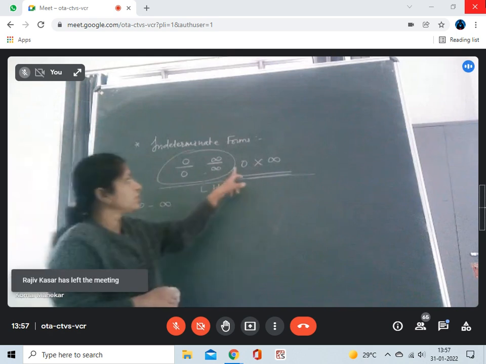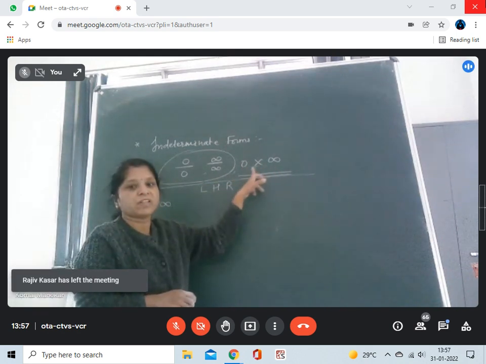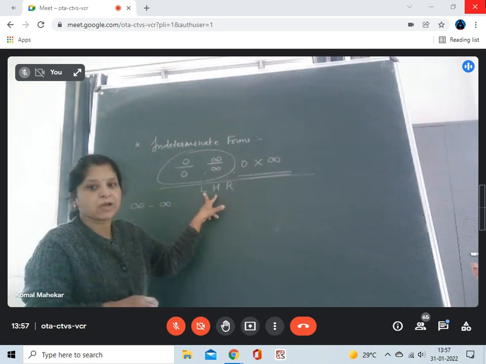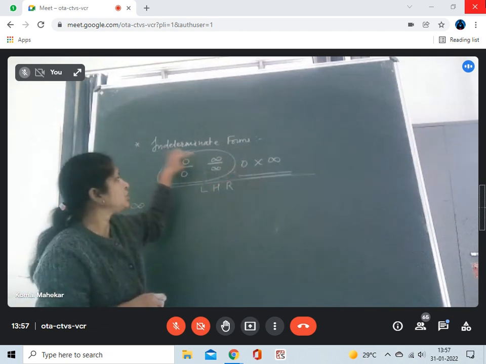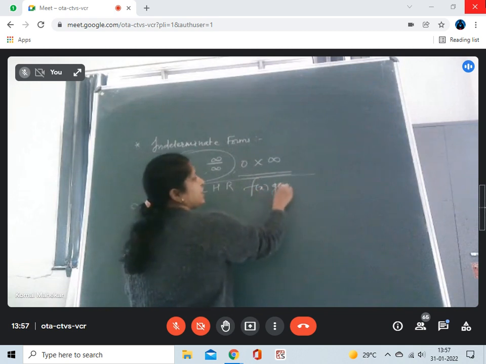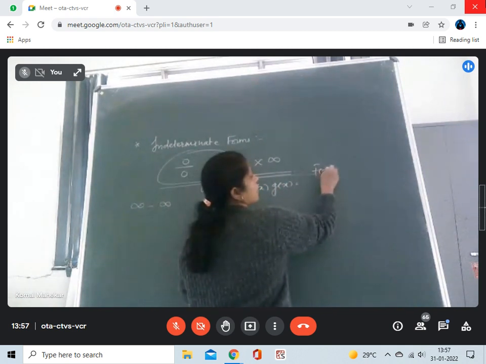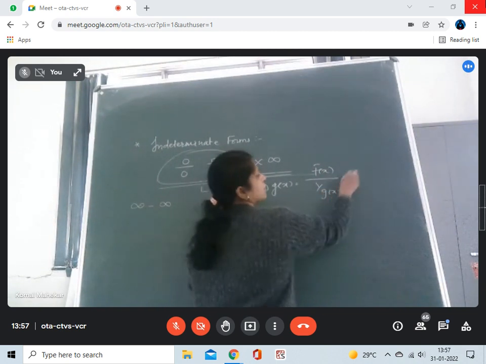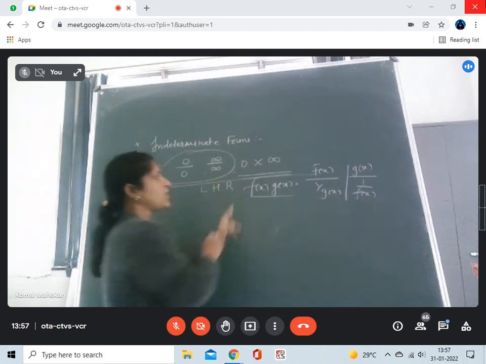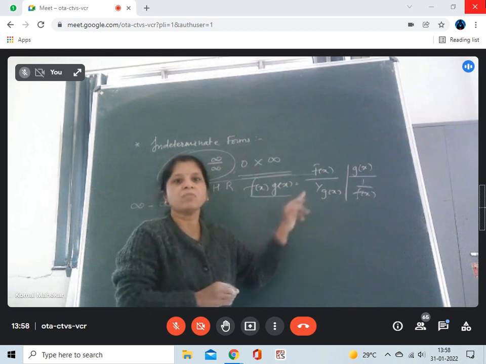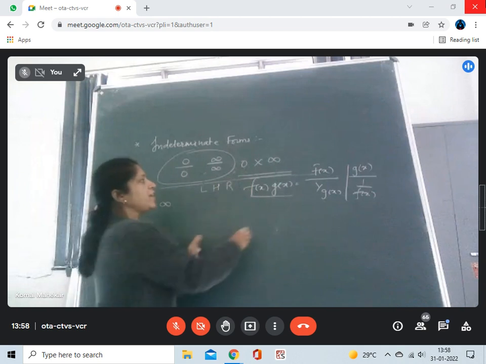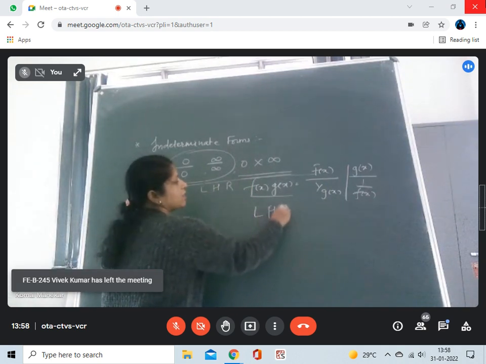Yes, when the limit is in 0 into infinity form, then we directly will not apply this L'Hospital rule. First, we have to convert this into 0 by 0 or infinity by infinity. We write the function f(x) into g(x) in the form as f(x) upon 1 upon g(x), or g(x) upon 1 upon f(x). Okay, by writing this function f(x) into g(x) in one of the forms, it will get converted into 0 by 0 or infinity by infinity form, and then after that we apply the L'Hospital rule.